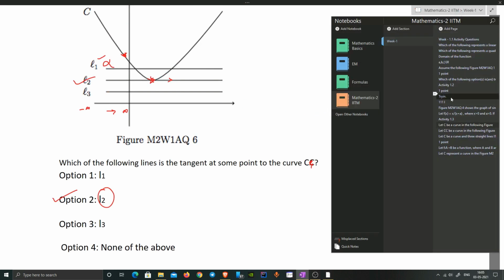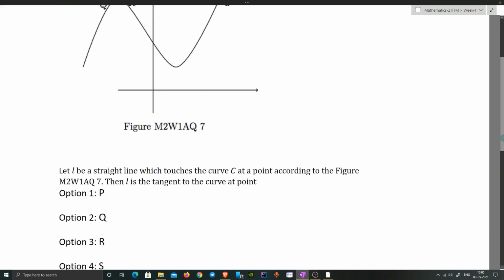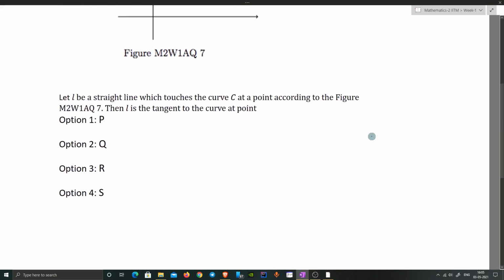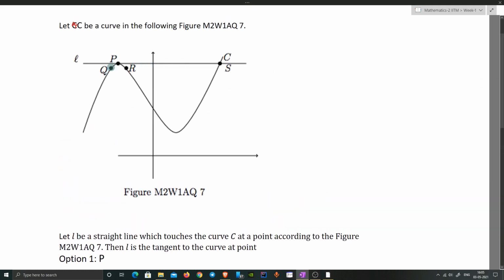Moving on, let C be a curve in the following figure. Okay, we have a curve and we have a line. So what are they asking us? They are asking that L be a straight line which touches the curve at a point according to the figure. Then L is the tangent to the curve at which point? They have given a line and they are asking us to find at which point this line is the tangent to this curve. It is touching or intersecting the curve at 2 points, namely P and C.